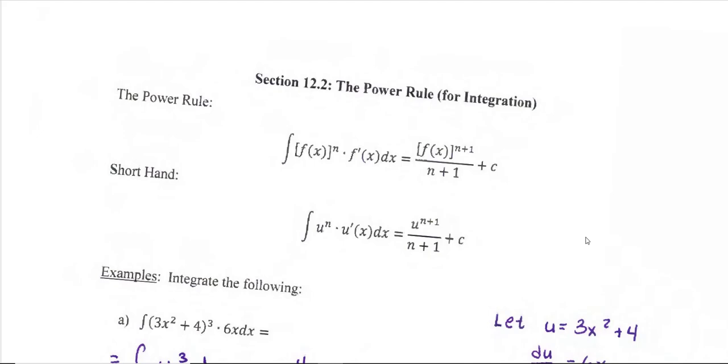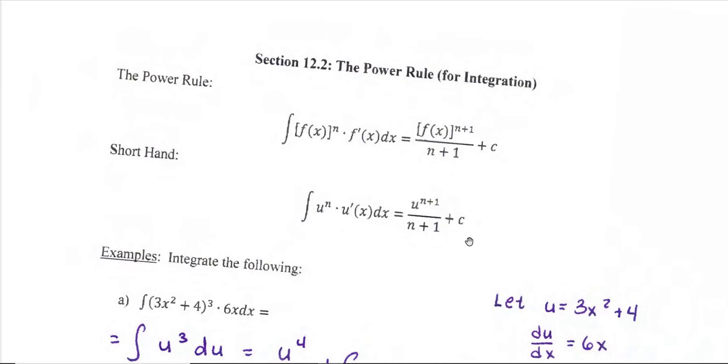The power rule for integration says if you have a function of x being raised to a power times the derivative of that function of x dx, then your integral is going to be that function of x to the n plus 1 power divided by n plus 1 plus c. So shorthand, if you've got u being raised to a power times that derivative of u with respect to x, then it's just going to be u to the n plus 1 over n plus 1 plus c.